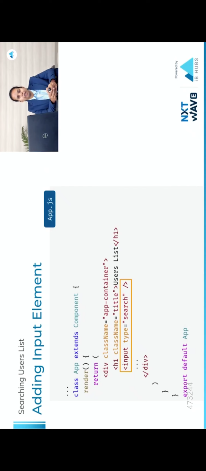So we are done adding the input element, and we were able to see the output also, right? Now, based on what the user has entered in the search bar, we have to appropriately update the user list and do all of these, right?